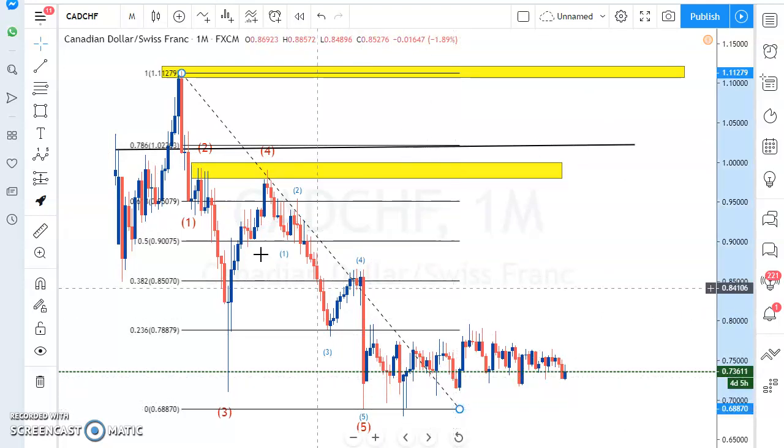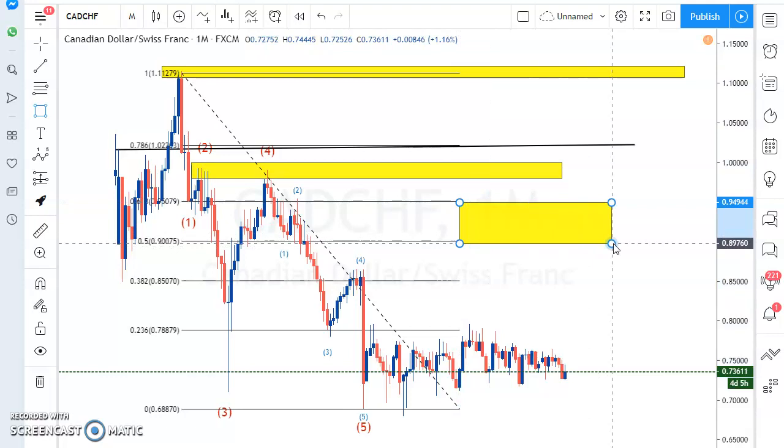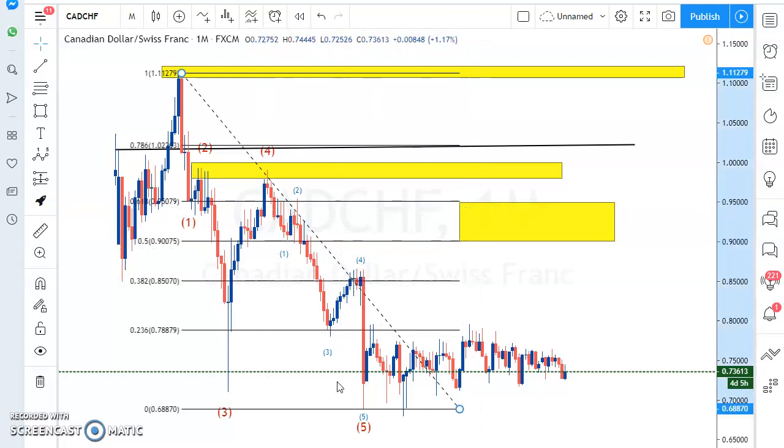But yeah, here we mark the zones. I like to mark the 50 along with the 61.8. This is where price reacts. I like to take my profit most of the time around these zones. So yeah, let's exit that.